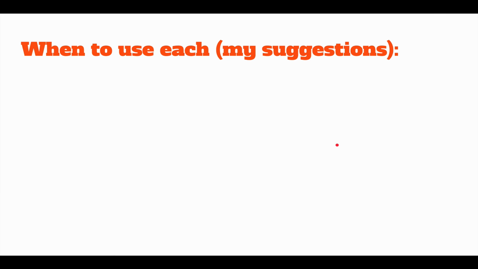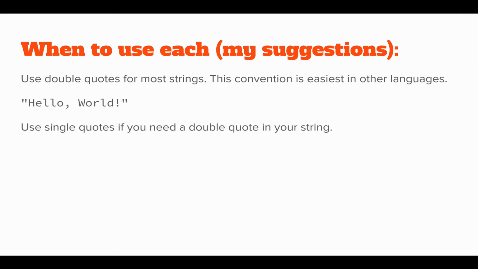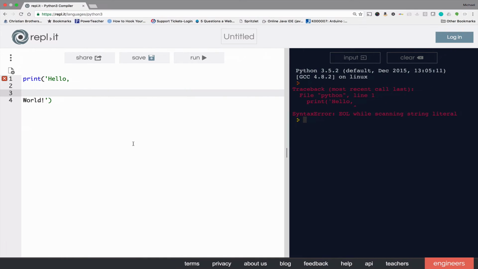So, when would you use each? Well, there's no strict rule about when to use each, but there are a few rules about when you can't use each. For instance, most strings should be double quoted. It's convenient and it can be easily used in most languages, such as hello world with double quotes. If you want a quotation mark in your string, you can delimit your entire string with single quotes. The cat said "meow." Notice the single quote starts and stops the string, whereas the double quotes are featured within it.